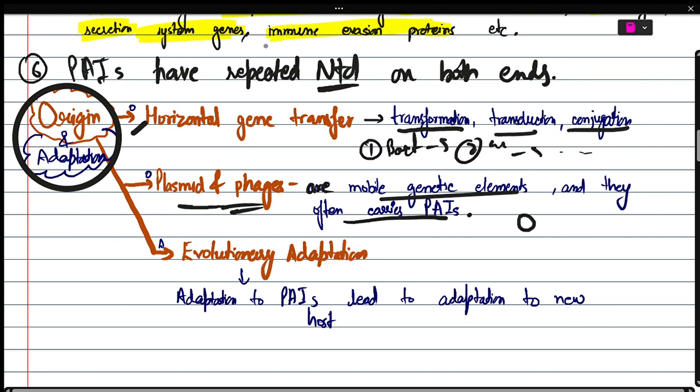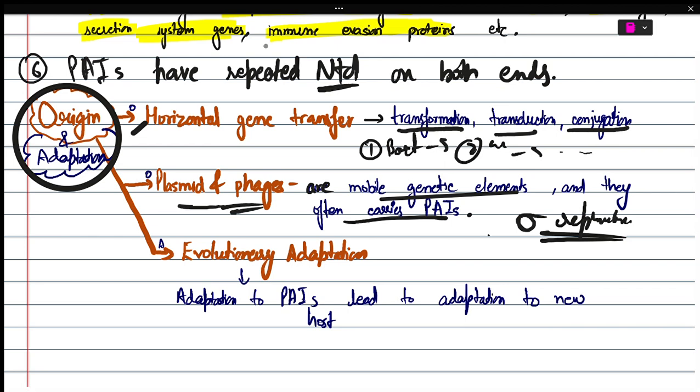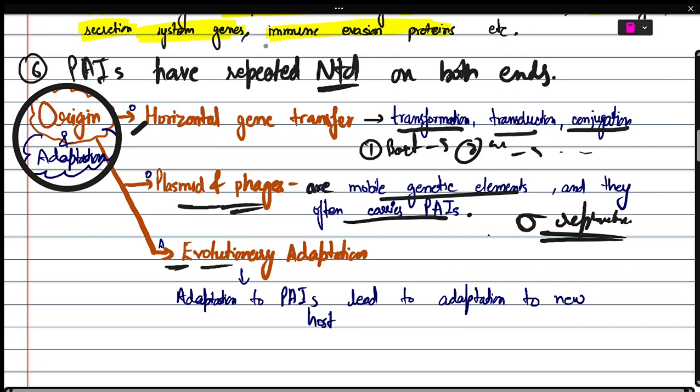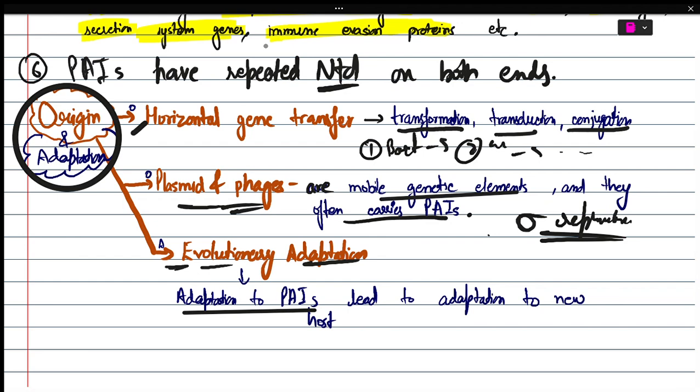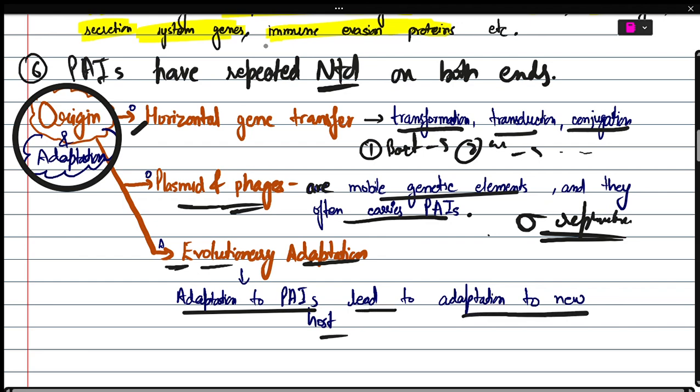Like if you talk about plasmid, then you have sigma replication, and sigma replication can transfer the plasmid from one bacterium to another, and similarly if it contains PAIs, then these can also be transferred. Then your adaptation feature will be the evolutionary adaptation. Now this point is very important because adaptation to PAIs can lead to adaptation to a new host. This is not the case all the time, but sometimes it happens.